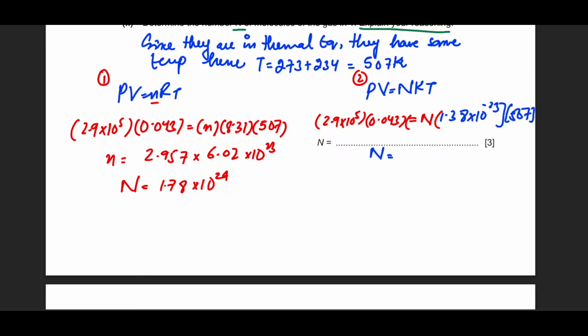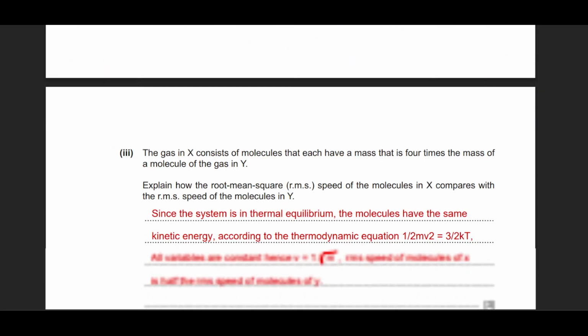So in this, you get the number of atoms directly, which is again 1.78 into 10 to the power 24. Now, rounding this off to two significant figures, the final answer is going to come out as 1.8 into 10 to the power 24 atoms or molecules. This is what you're going to write down over here. I've shown you both methods. Whatever you're comfortable with, that is fine.